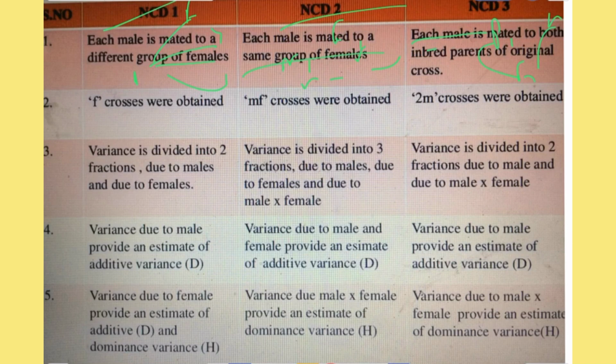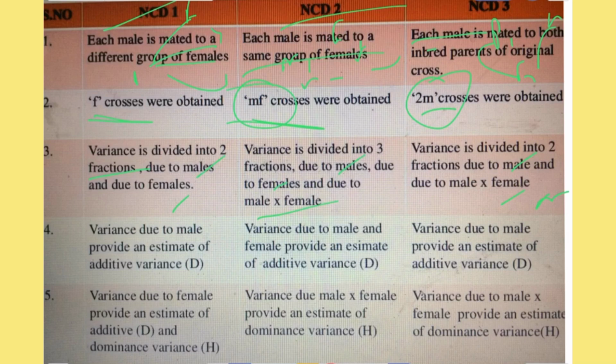The crosses obtained in NCD1 are F crosses, in NCD2 are MF crosses, male and female crosses, and in NCD3 are 2M, twice the male parent crosses. In NCD1, variance is divided into two fractions, due to male and female, while in NCD2 it is divided into variance due to male, variance due to female, and due to male and female. In NCD3 it is divided into male and female. There is no female option.